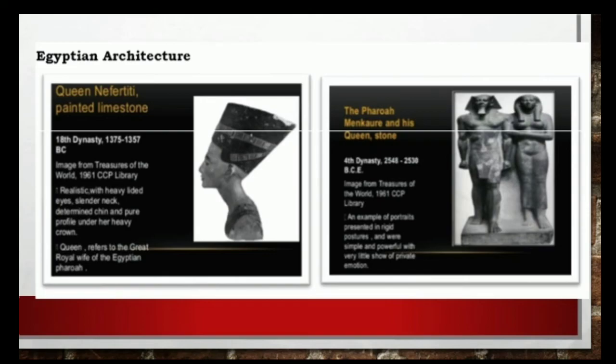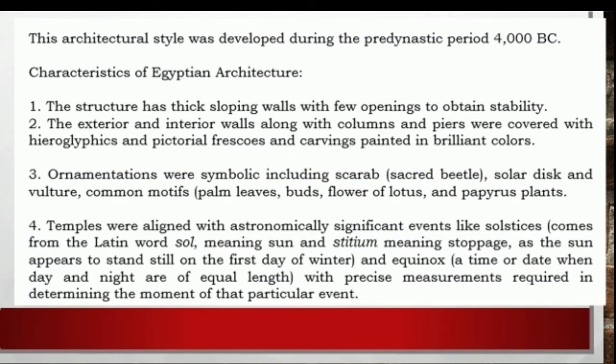This is an example of Egyptian art. The first picture is Queen Nefertiti, painted limestone. Then the next, the Pharaoh Menkaure and his queen. It is made with stone. This architectural style was developed during the pre-dynastic period, 4000 BC.